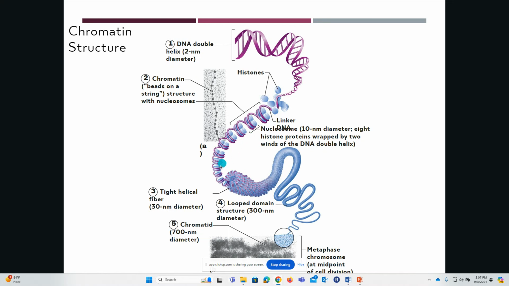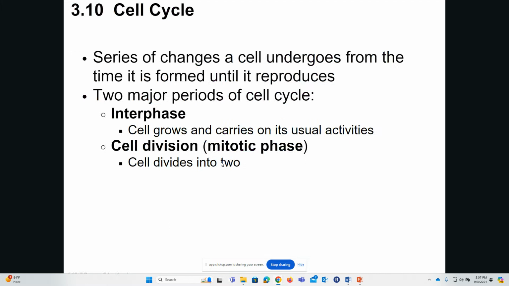Instead, you want the cell to have its chromatin in its nucleus a little bit more unwound so it's easier to read, because DNA contains the genetic information for how to make a protein. But during the cell cycle, we do want those chromosomes.